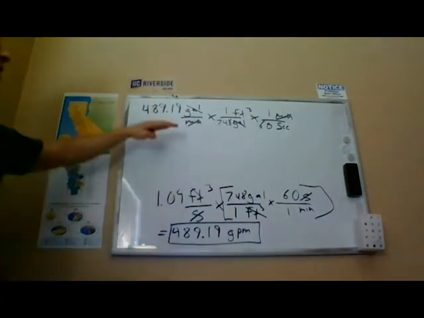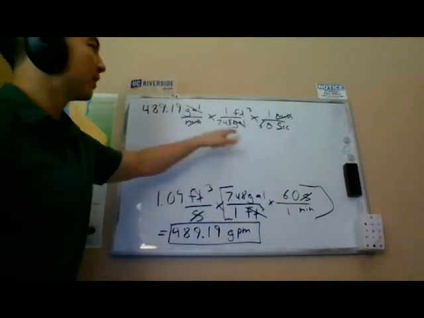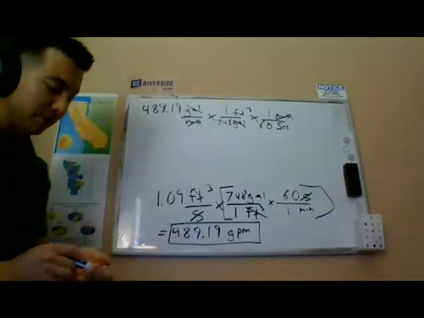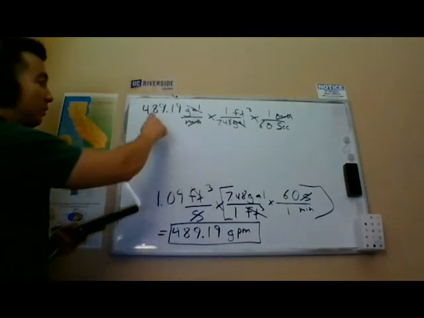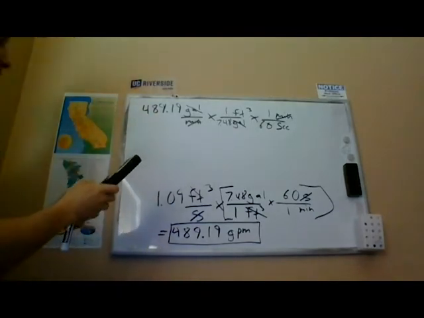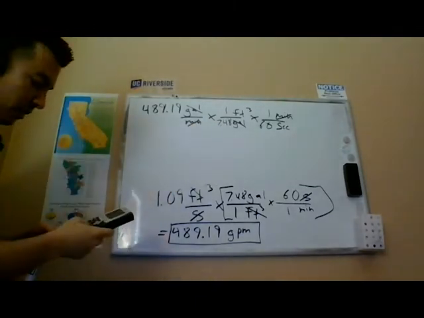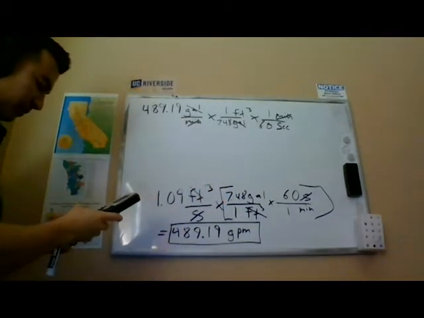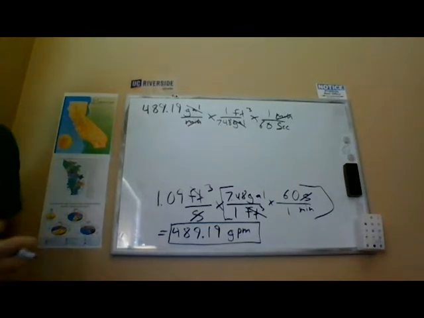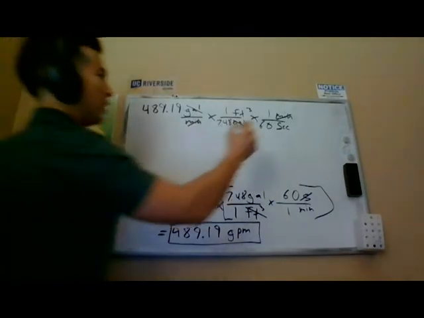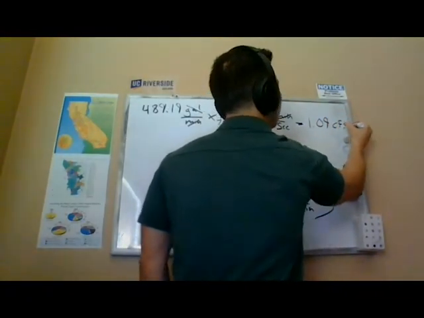Now, if you look at the difference between here and here, where my big numbers were on top in my conversion factor, now my big numbers are on the bottom. That means I'm now dividing as opposed to down here where I was multiplying. So now I'm going to do 489.19 divided by 7.48, enter, divided by 60, enter. And I get 1.0899999, which I'm going to round to 1.09. And that's going to be cubic feet per second.